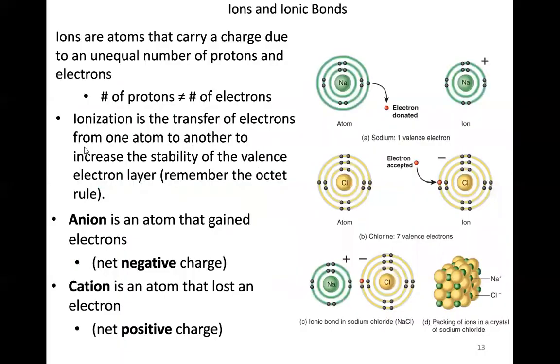Now, what happens to those atoms when they lose and gain electrons? They no longer have equal numbers of protons and electrons, do they? And that means they become ions. And we'll start with ions on Monday.